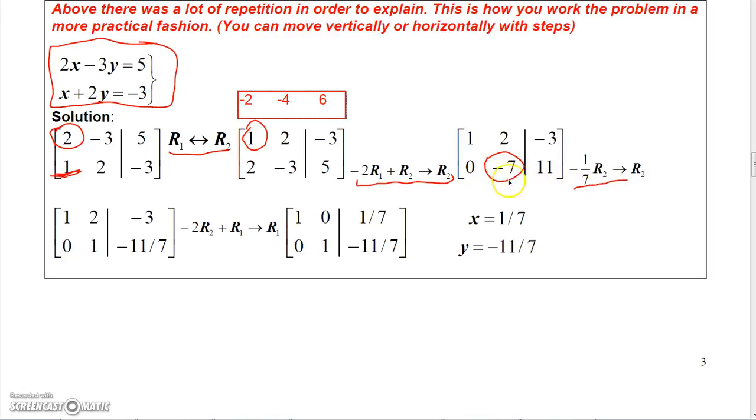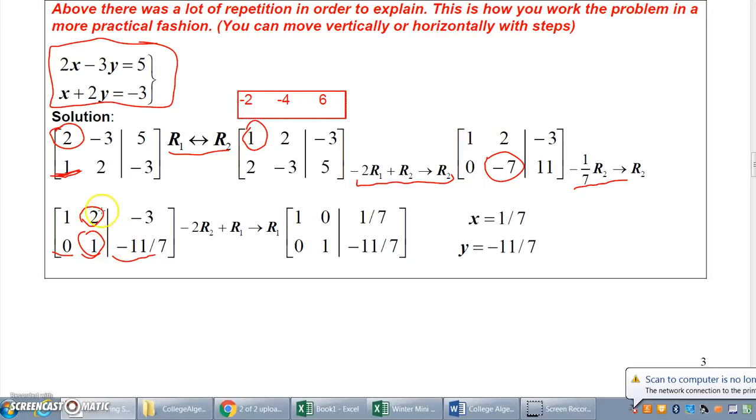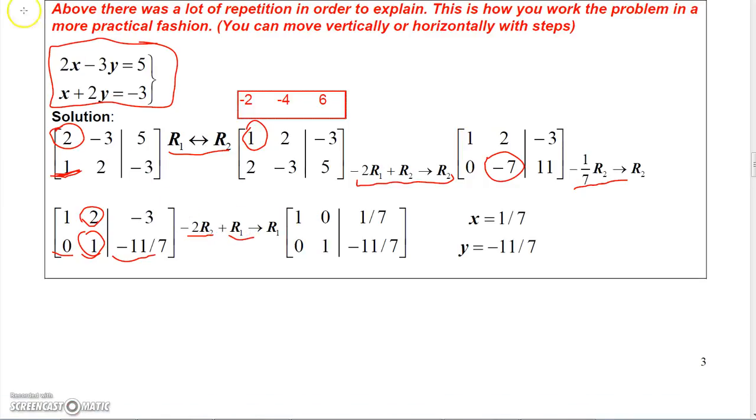Well, we're going to have some fractions in some of these problems, and that's what's going to happen here. But negative 1/7 times 0 yields a 0. Negative 1/7 times negative 7 is positive 1. And negative 1/7 times 11 is negative 11/7. Now, I want to use this 1 to eliminate this 2 that's above it. So what I need to do is multiply this row 2 by negative 2, so that when I add it to row 1, it'll cancel the positive 2.